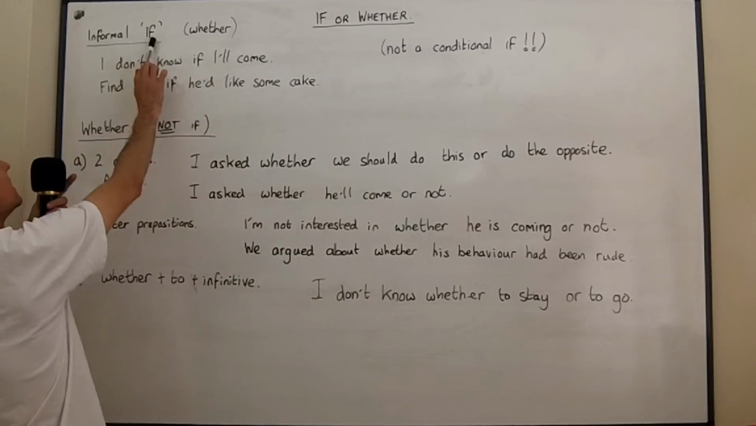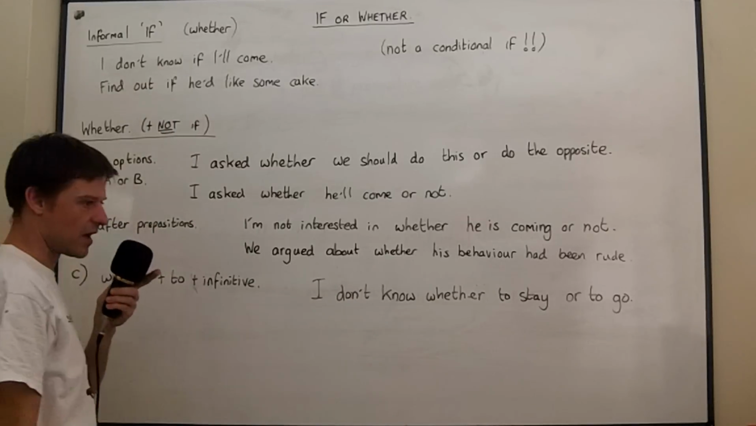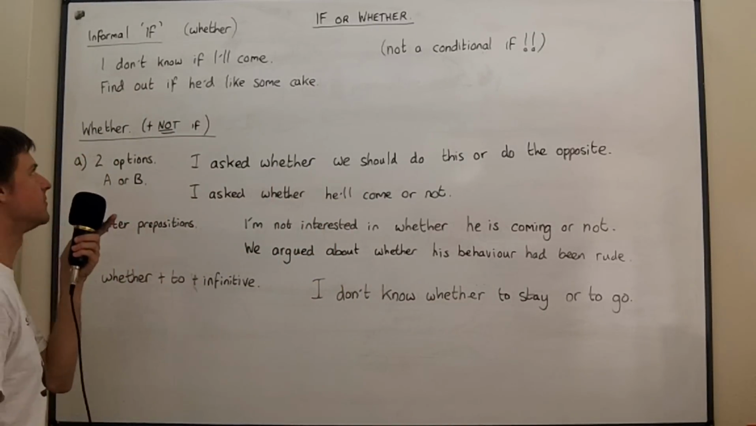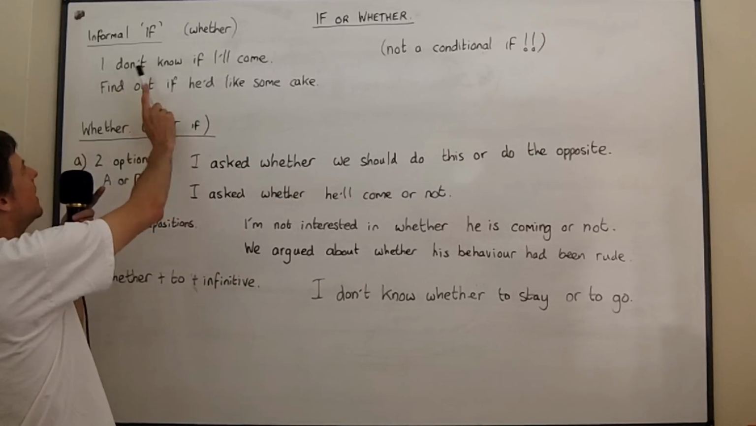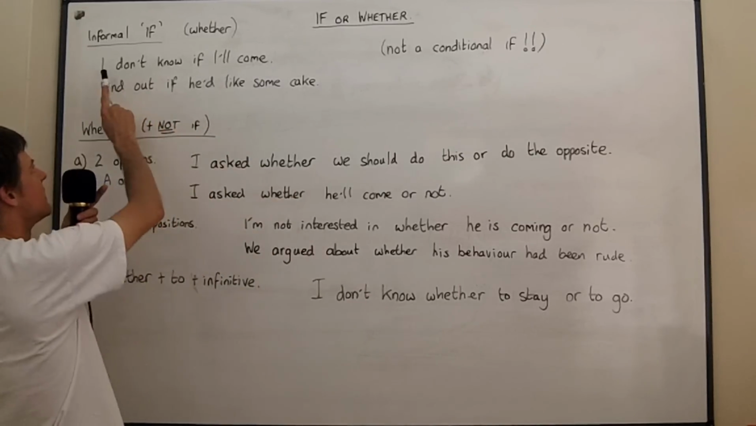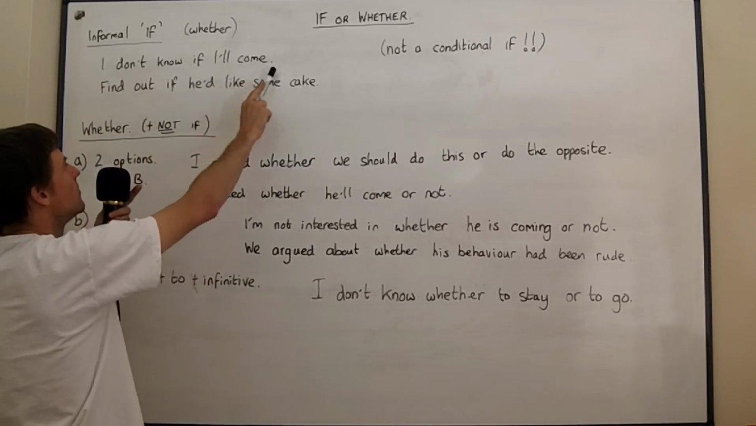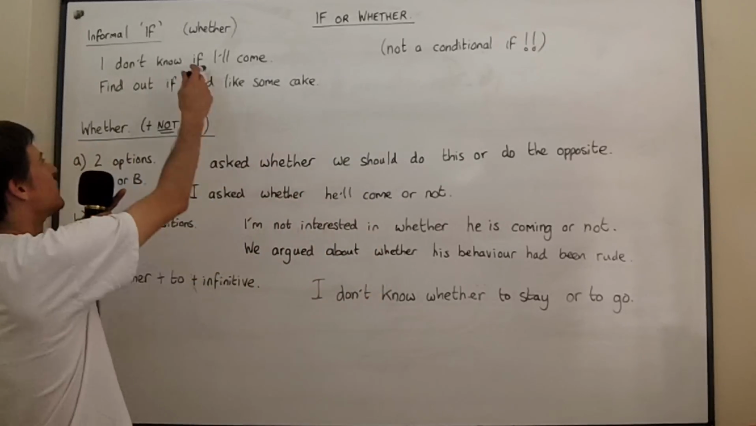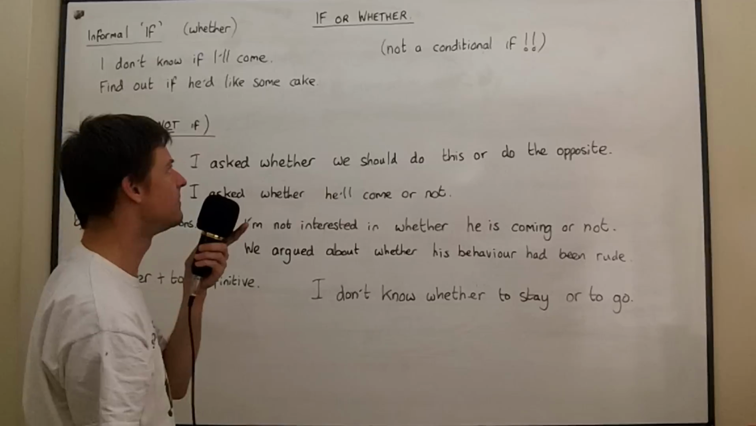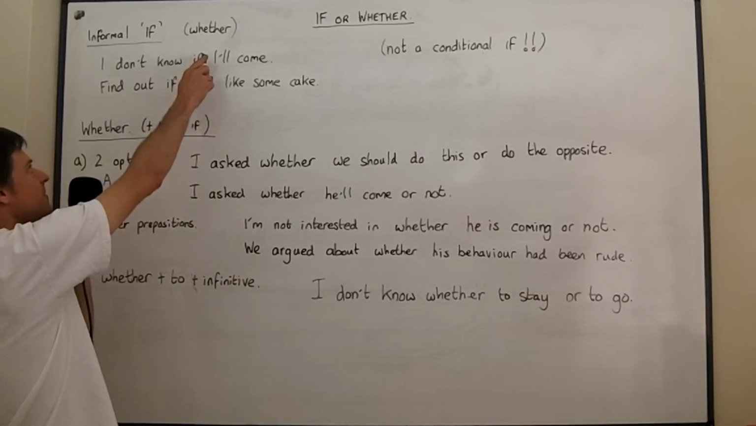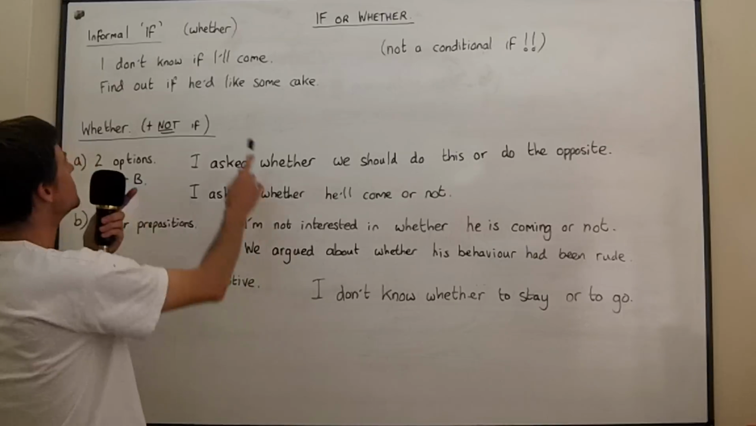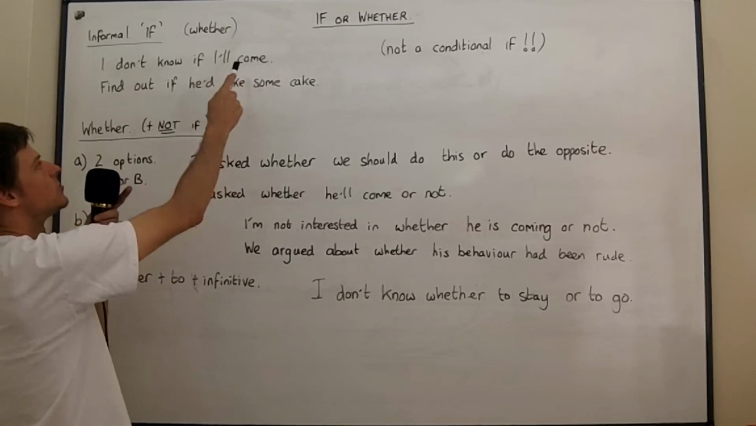So firstly, if is a little less formal than whether. It sounds rather informal, first thing to note. And secondly, in Cambridge Dictionary this is acceptable. I don't know if I'll come. We say this kind of thing all the time. Now, we can also say, I don't know whether I'll come. But in Cambridge, we can say, I don't know if I'll come. That's fine. And we can do this because there's only one option here.